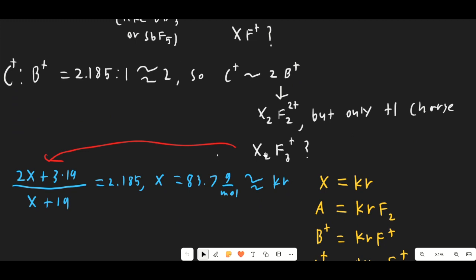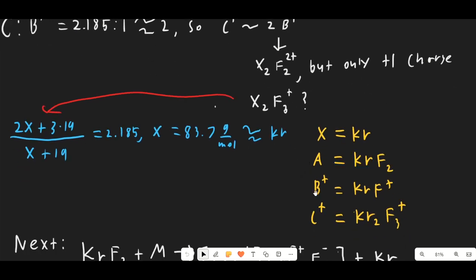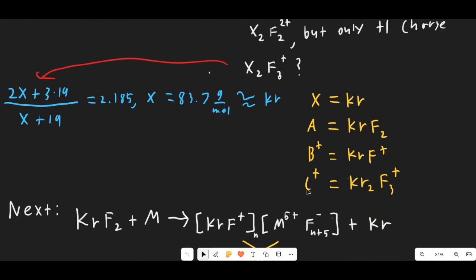So if we go ahead and plug in this as a formula using this mass ratio that they give us, we can actually solve for the molar mass of X if we assume that this is the correct answer here. And if we go ahead and solve that, we actually get that X is going to be 83.7 grams per mole, and lo and behold, that matches up exactly with the molar mass of krypton. So that tells us immediately our answers to the first few results right here. So X is going to be krypton, A is going to be krypton difluoride, B is going to be KrF+, and C+ is going to be Kr2F3+.